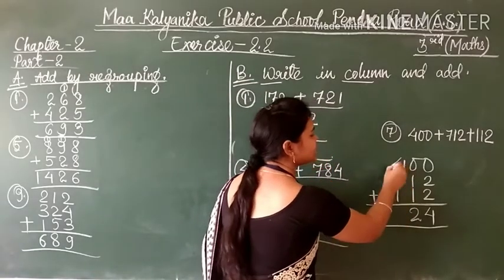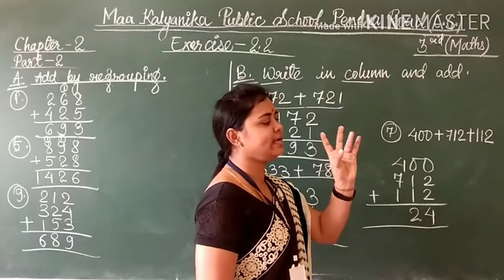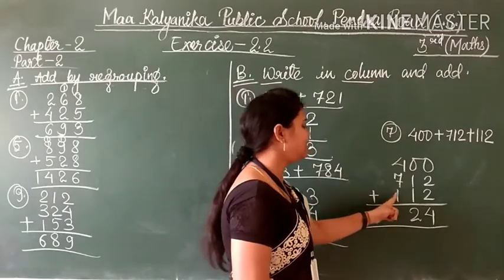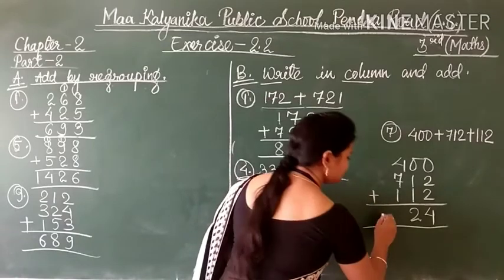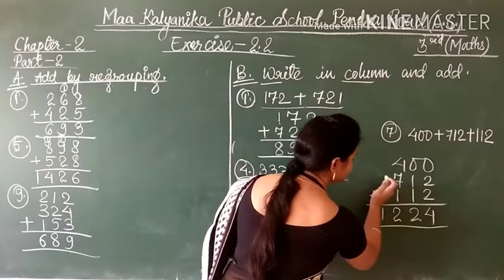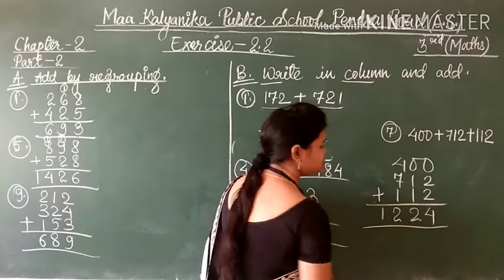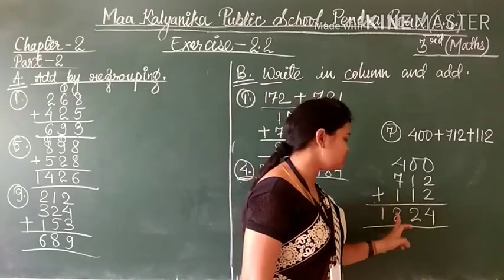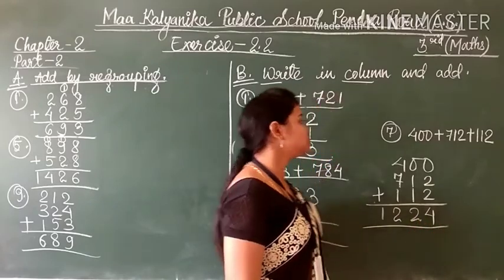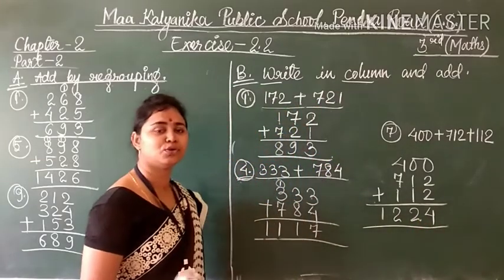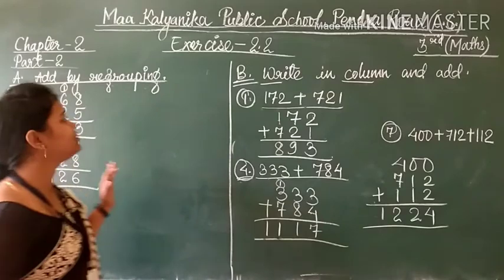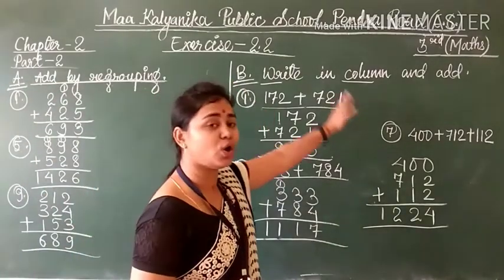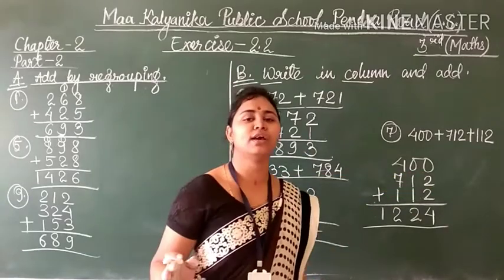Okay, 7 plus 4, 7, 8, 9, 10, 11. 4 we are adding, 8, 9, 10, 11. 11 plus 1, 12. So 1, 2, 12. So in this way you can write the answer 1224. So students, I hope you have understood the calculation of addition by regrouping and how to write in column and add. This also you have understood.